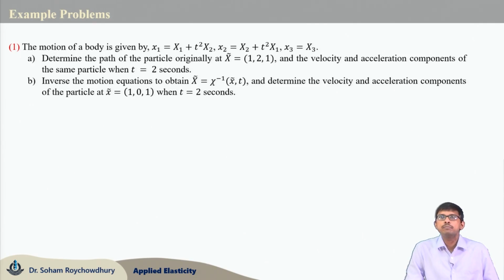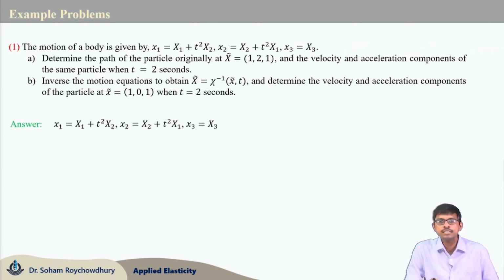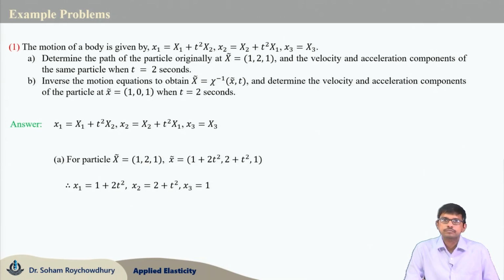So, this is a problem of material description. The capital X is given, at that point you need to find out the path of the particle, its velocity and acceleration. So, this is the given transformation mapping. From this, if you are writing the capital X and small x components, they are (1, 1, 1), and in the deformed coordinate they are 1 plus 2t squared, 2 plus t squared and 1.